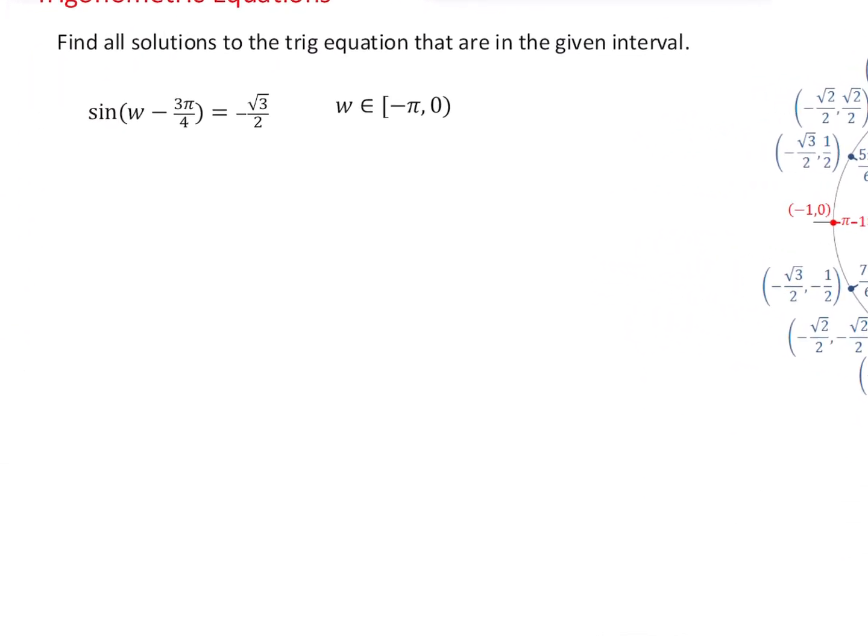Here we have the sine of w minus 3 pi fourths must be equal to negative rad 3 over 2, and w itself must be an angle somewhere between negative pi and 0, including negative pi and excluding 0. All right, so the trig function here is already isolated, but our argument is a little bit more complicated. This w minus 3 pi fourths represents a phase shift, so we're looking for angles w that after you remove 3 pi fourths, and then you do the sine of the resultant angle, then you'll get negative rad 3 over 2.